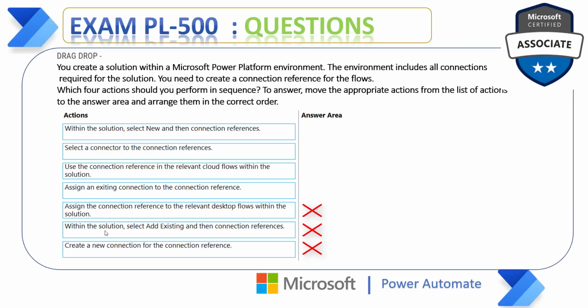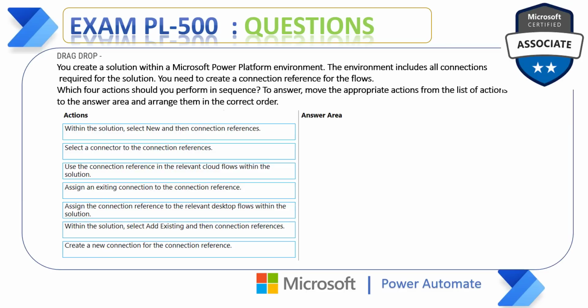Now coming to the sixth action, within the solution, select Add existing and then Connection references. Now as part of the PL-500 question, we need to create a new connection reference. We don't want to use the existing connection reference. So action 6 is wrong. Now the final action, create a new connection for the connection reference. If you go back to the PL-500 question, the environment includes all connections required for the solution. So in that case, we don't need any new connection for the connection reference. So action 7 also is wrong.